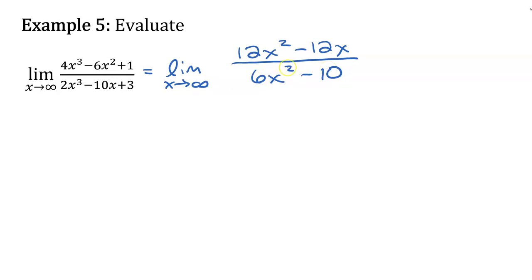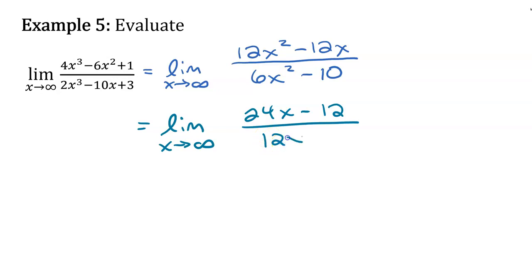Can we apply the limit now? Well, that's a square, isn't it? A square graph goes up. So if we applied the limit now, we would still get infinity over infinity, wouldn't we? So we can't do that. So let's apply L'Hopital again. The derivative of the top would be 24x minus 12 over 12x. There we go. Can we apply the limit now?